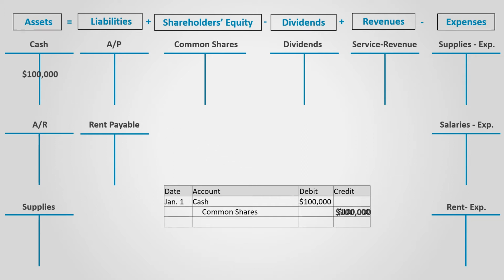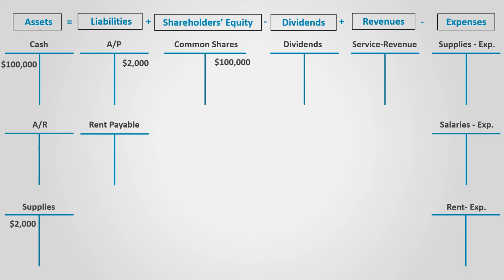Then this transaction is posted in the ledger accounts as follows. On January 5th, the company bought supplies on account for $2,000. Supplies is debited by $2,000 and accounts payable is credited by the same amount. Then this transaction is posted to the ledger accounts as follows.